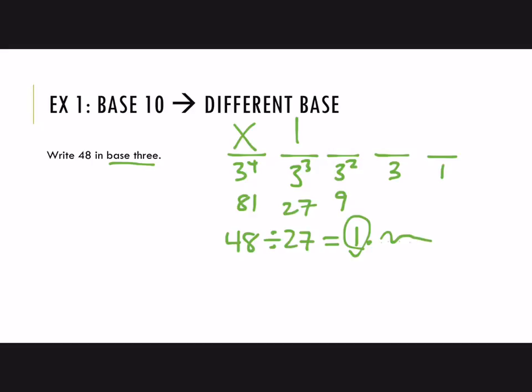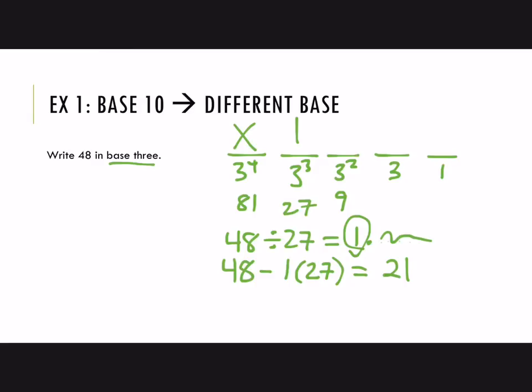Now, I need to know how much is left over to go in these other 3 places. So the next step is to subtract 48 minus one group of 27. And if this digit had been like a 2, I couldn't do a 6 in base 3, but if that had been maybe like a 2, then I would have subtracted 2 groups of 27. And then 48 minus 27 is 21.